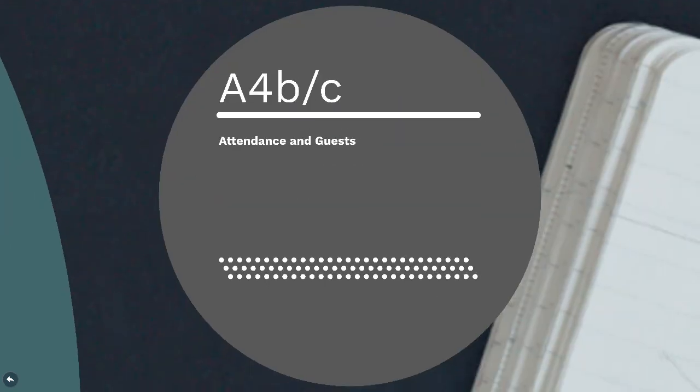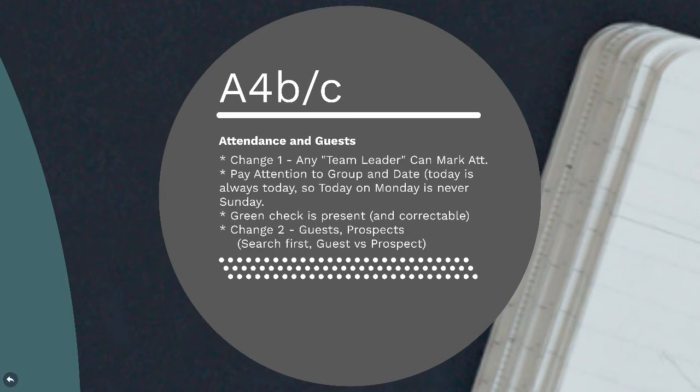Let's talk about attendance and guests in a little bit more detail. And so there's several changes we're going to touch on. The first change is that any team leader can mark attendance. So what we did is the same people who are listed in the group finder are also team leaders. So if you have someone that is doing attendance for you and you want them to continue, you may have to contact me and say, hey, add them to our team, so that they'll be able to do that. But anybody that's identified as a team leader or a teacher can do attendance. Okay, so that's a big change.